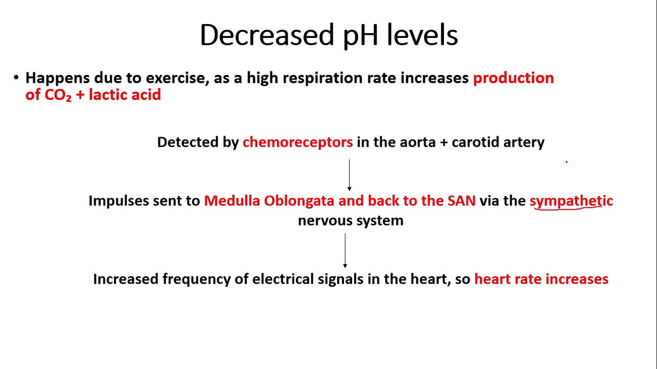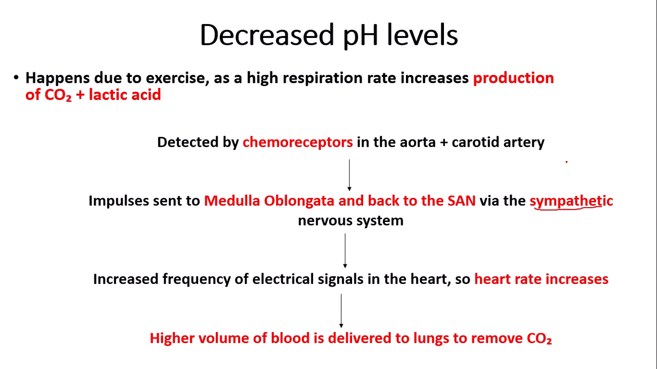Now, the main reason why heart rate increases as a response to decreased pH levels is that a higher volume of blood is being delivered to the lungs. This means that carbon dioxide is removed more efficiently. If carbon dioxide wasn't removed, this would be detrimental as the pH levels would denature important enzymes in the body.